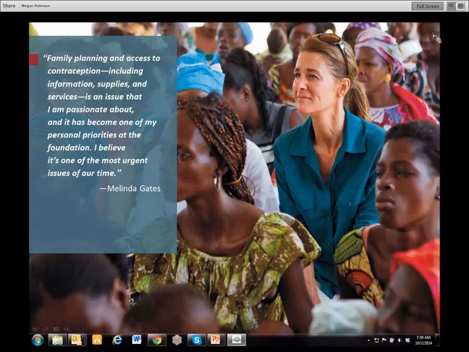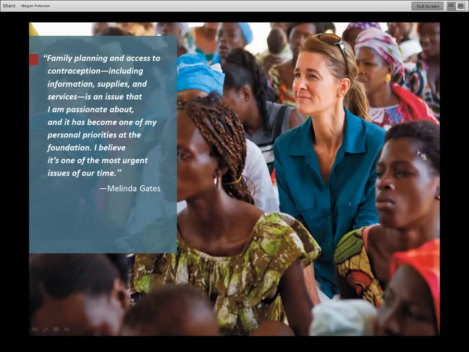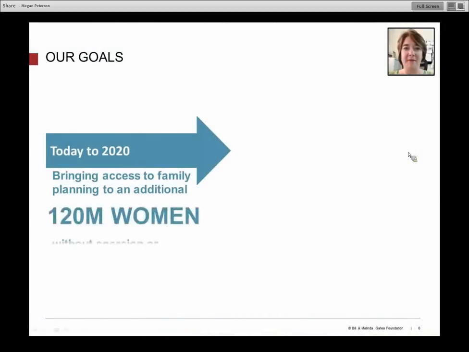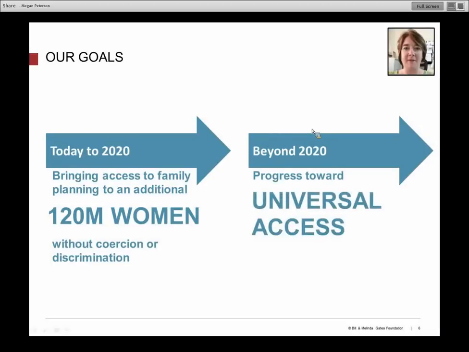The goals for the family planning team at the foundation going forward: the more immediate goal right now is working with organizations, stakeholders, and all partners to achieve the goal that was set at the London Summit, to bring access to family planning to an additional 120 million women not currently using by 2020. That is our medium-term goal on the way to what I think we all agree is the overall long-term goal globally: achieving universal access to family planning for all who want it.